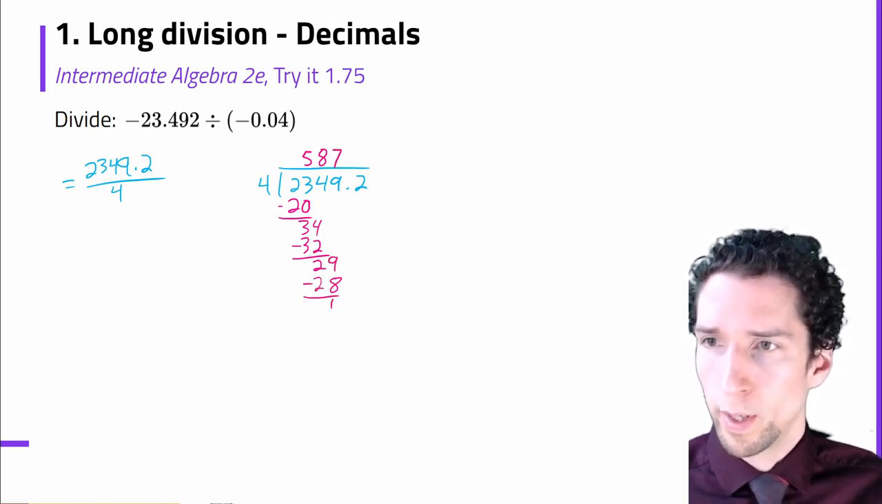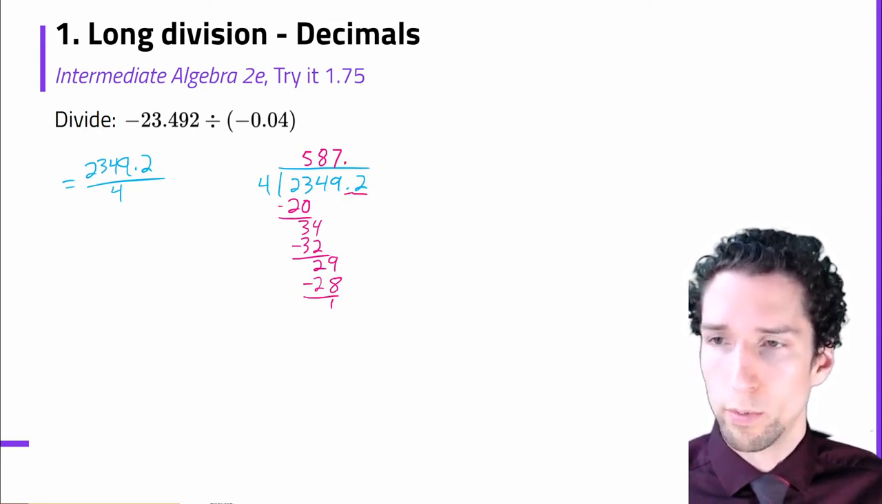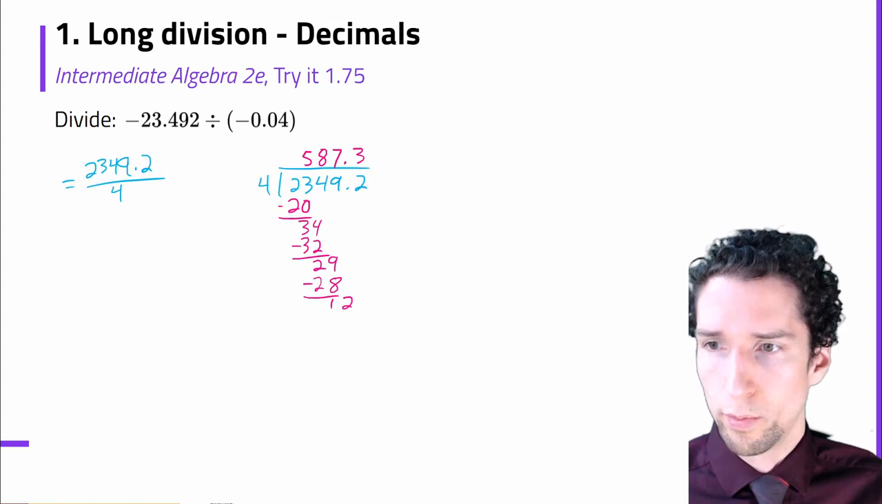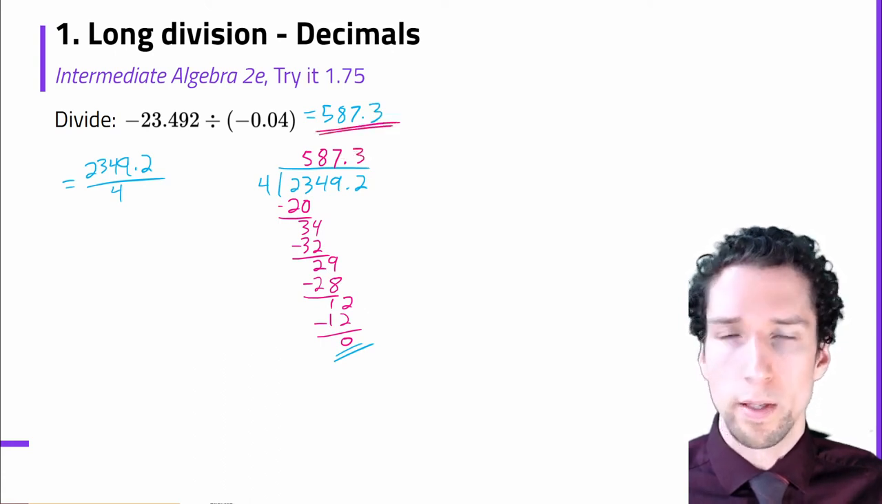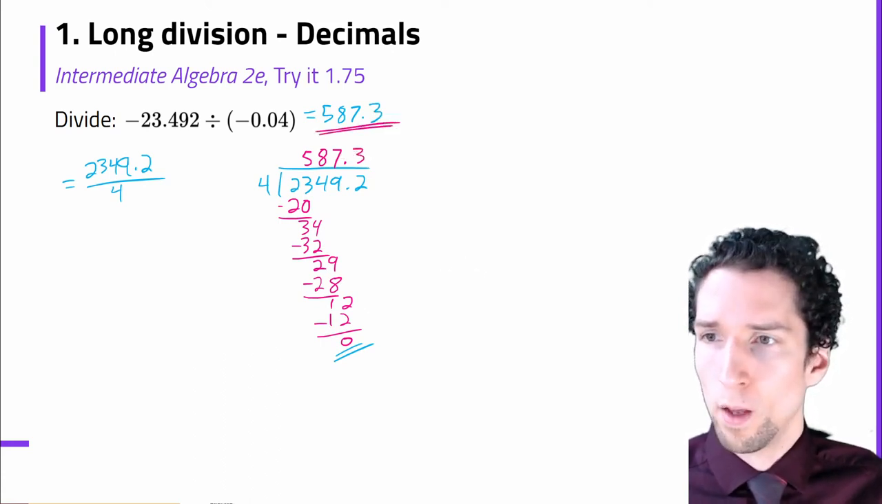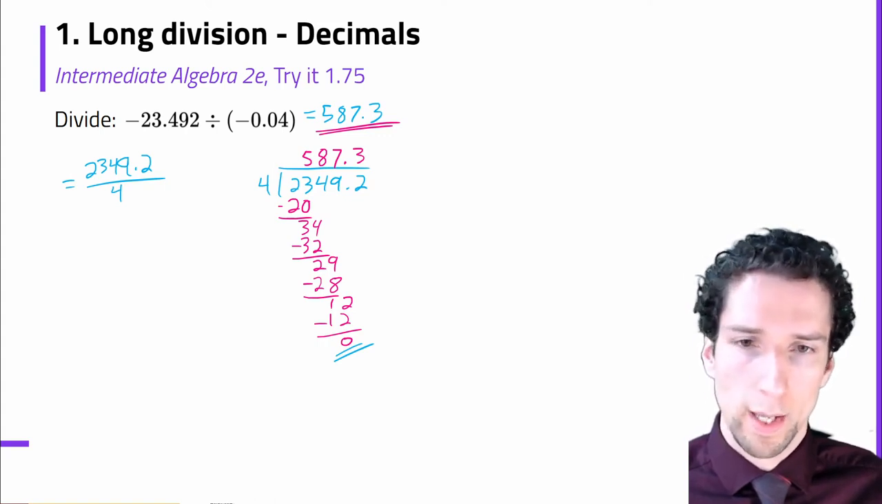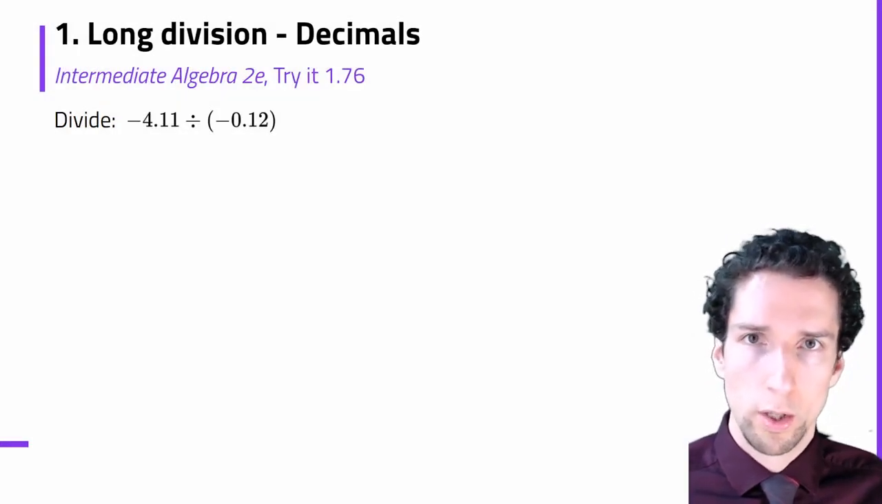All right, we got our decimal place here, but we still had a decimal, so not inventing a 0, we just use what is given. So 2, 4 into 12, hey, that's a nice clean 3, and we're done. I have an exact answer here. So 587.3 is our solution. Okay, so that's practice for me and practice for you.